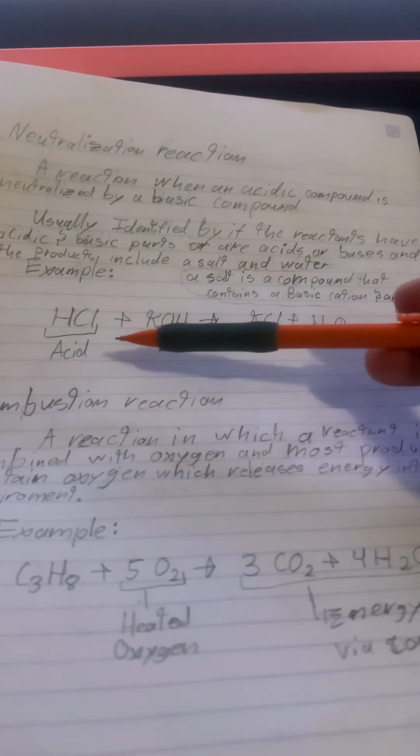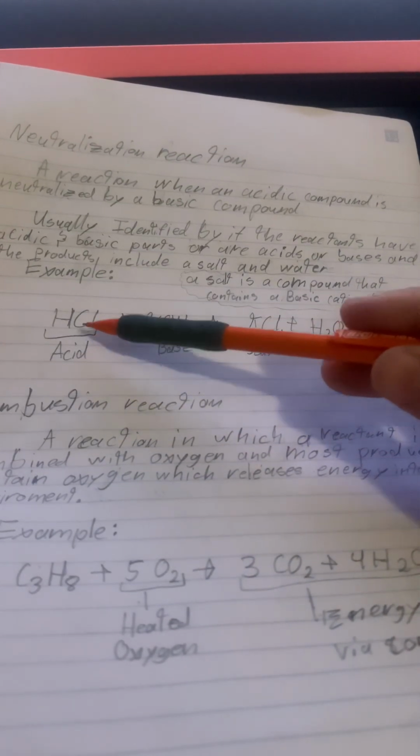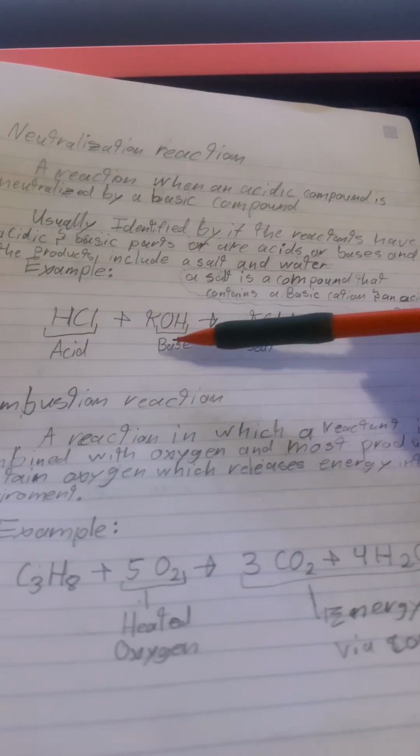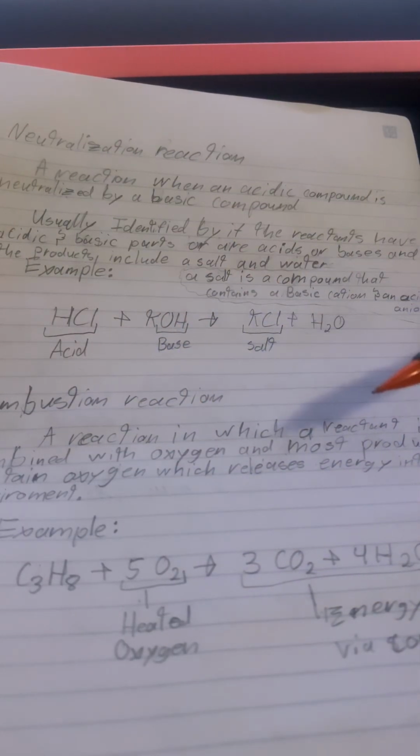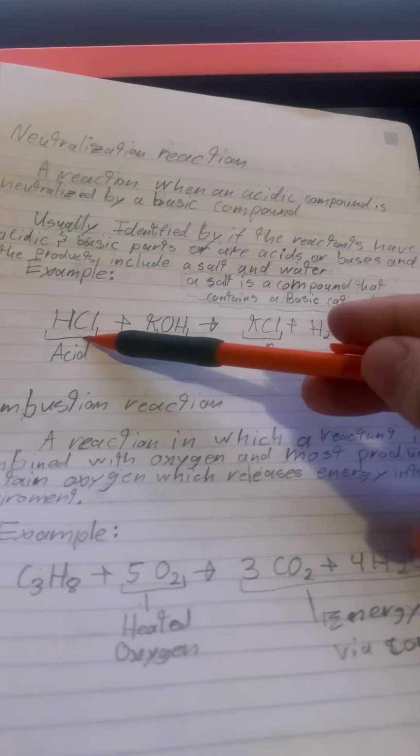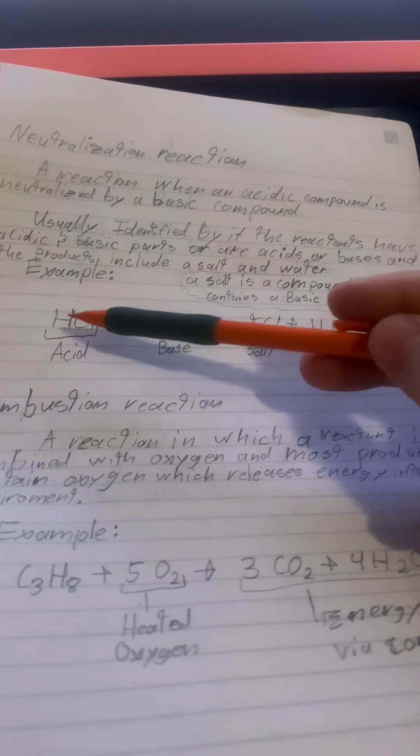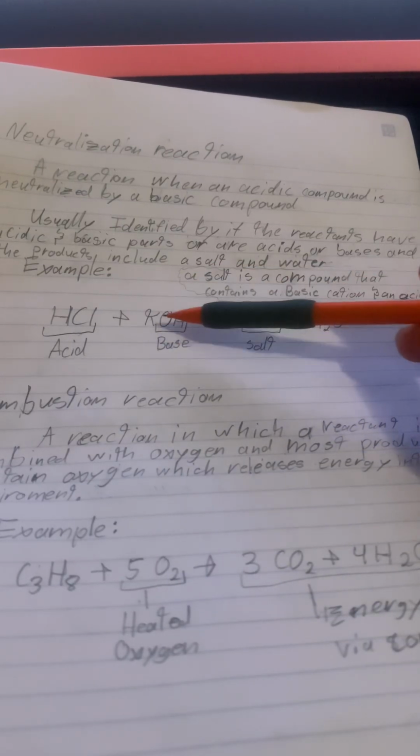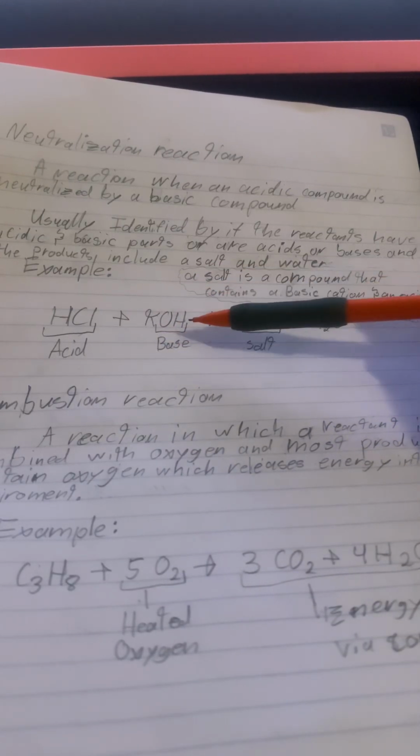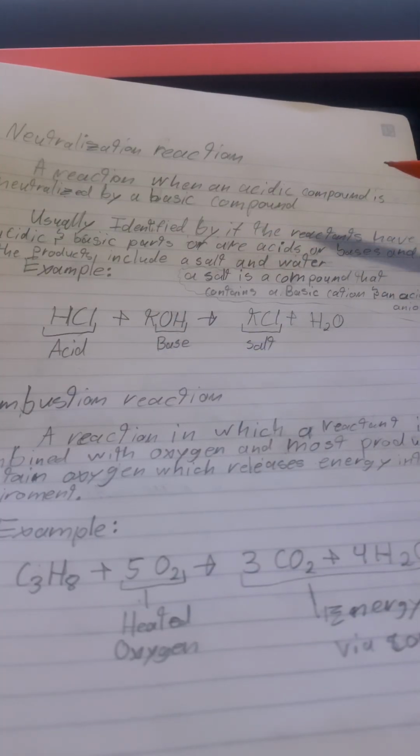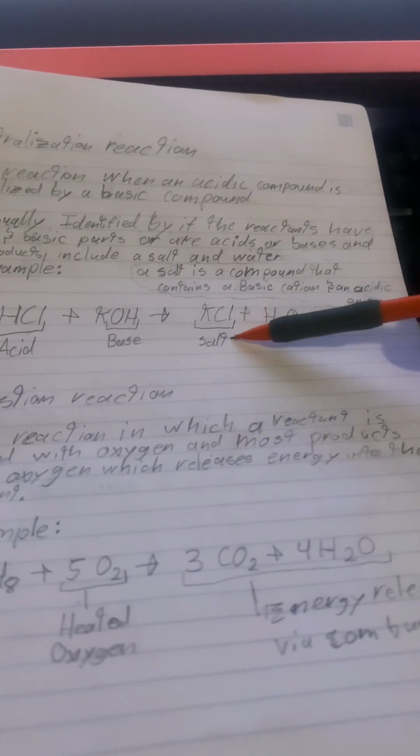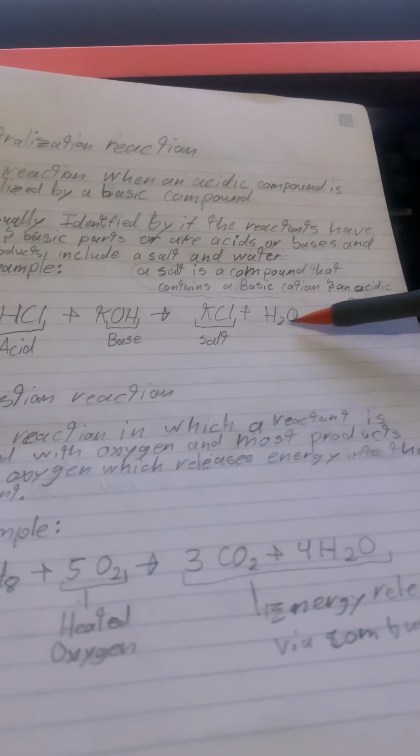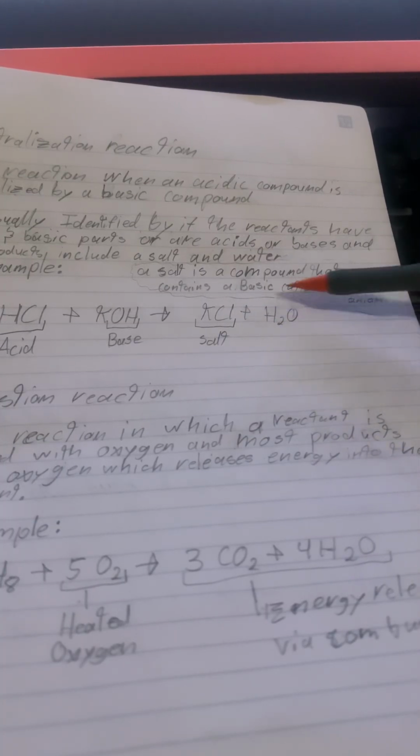Of course, the example here is hydrochloric acid, which is HCl, and potassium hydroxide. The hydrochloric acid, of course, is an acid itself, and the potassium hydroxide contains a base which can, through a double replacement, form a salt, which is the potassium chloride, and a water, or H2O. Well, look at that.